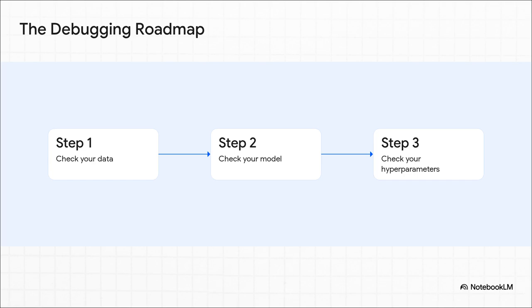3 steps. Is my data okay? Is my model set up correctly? And finally, are my hyperparameters making sense? This is the roadmap for our whole investigation. So let's start with number 1, the data.